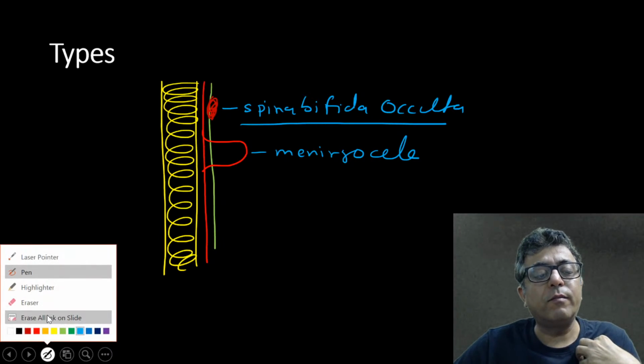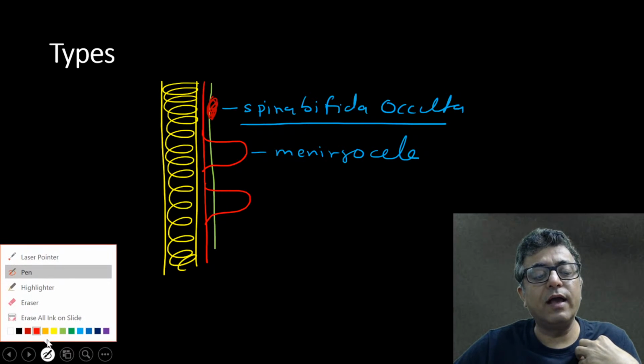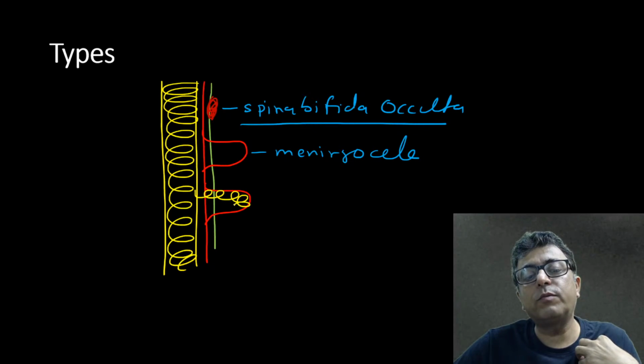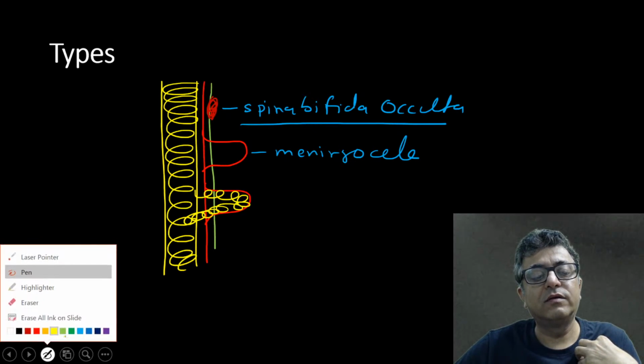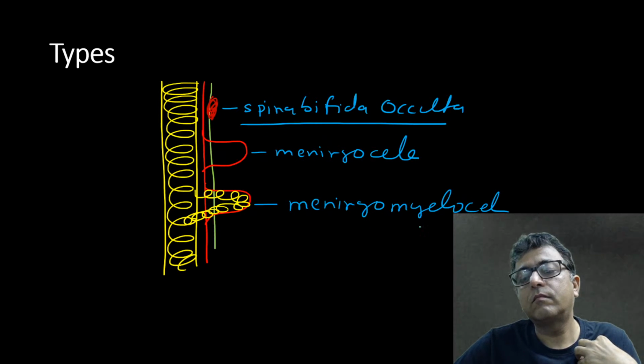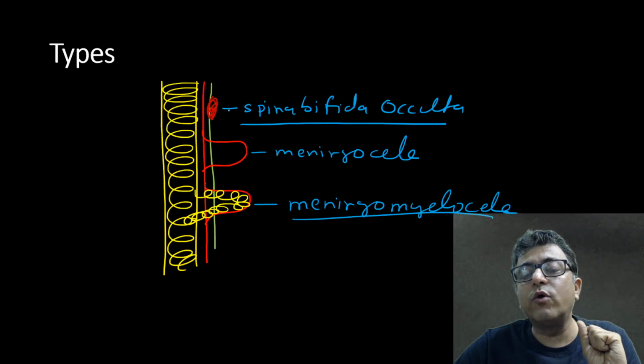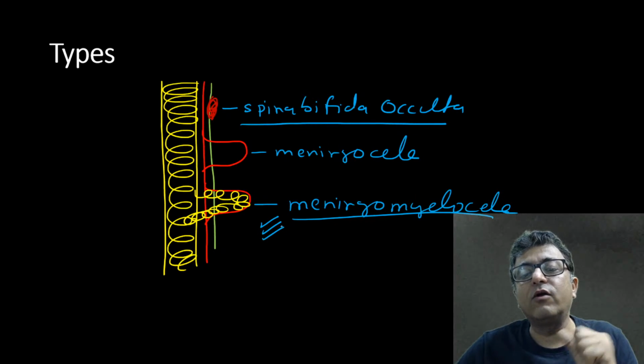Now see, if meninges as well as myelo both protrude through this defect, this is meningomyelocele. See, if the defect involves only the bone, it is spina bifida occulta. If meninges protrude through this defect, meningocele. If meninges as well as myelo both protrude through this defect, it is meningomyelocele.